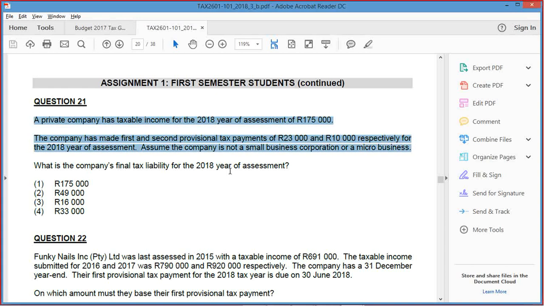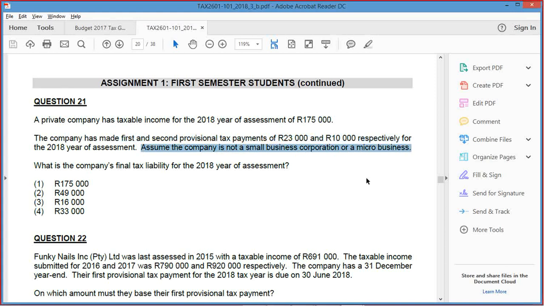In this example, you've got a company wanting to pay tax. They want to know how much they're going to have to pay as a final tax liability. We spoke about the first and second provisional tax payments. Do you agree? That comes off what? The amount of tax that's owed to SARS. Yes, sir. So again, what type of company? Normal company, SBC, or micro? It's a small business, SBC.